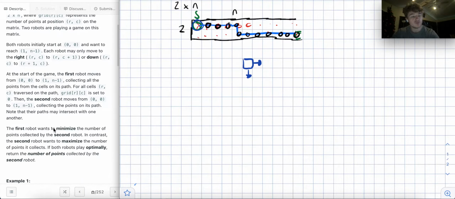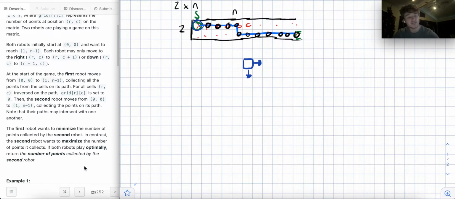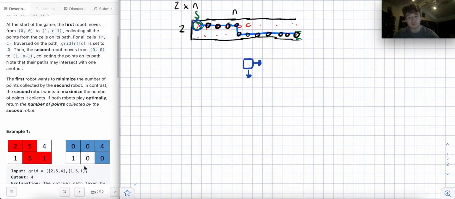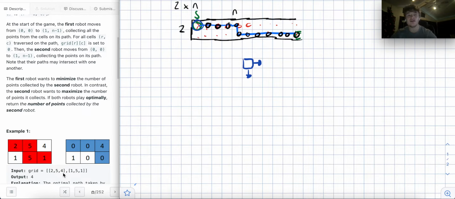The first robot wants to minimize the number of points collected by the second robot. In contrast, the second robot wants to maximize the number of points it collects. If both robots play optimally, return the number of points collected by the second robot. So this first robot's going in and he's just being a jerk. He doesn't even care about his points, really. He just cares about minimizing what the second robot's going to get, right?